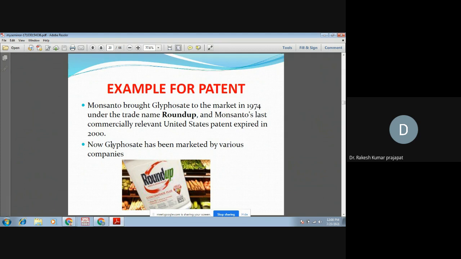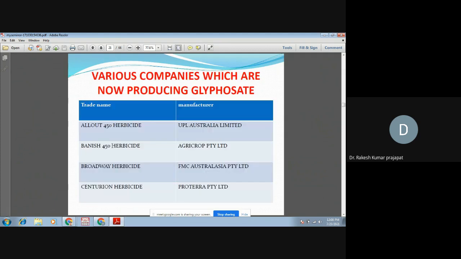Now, glyphosate has been marketed by various companies. So, these are the various companies which are now producing glyphosate under the trade name All Out 450 herbicides. Manufacturers: UPL Australia Limited; Minus 450 herbicide by Agricrop; Broadway herbicides, FMC Australia Private Limited; Centurion herbicide by Proterra Private Limited.